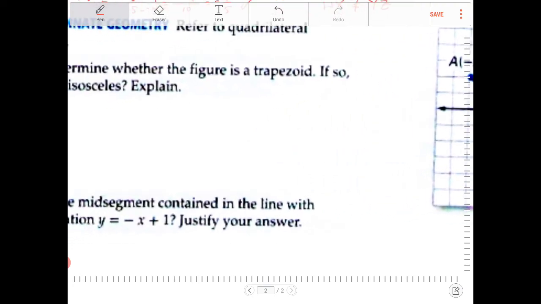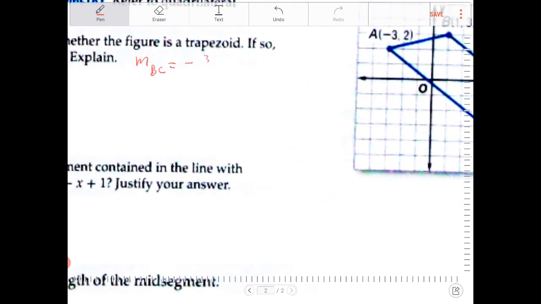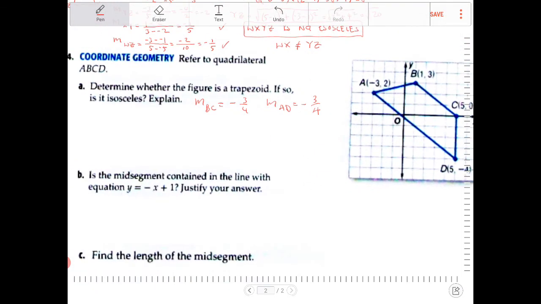So the slope of BC, if I look at this, I'm going down 3 and over 4, so this is negative 3/4. I'm going to find the slope of AD. The slope of AD, I go down 2, 4, 6, and then over 2, 4, 6, 8. So yes, it is negative 3/4. So yes, this is indeed a trapezoid. The two sides are parallel.